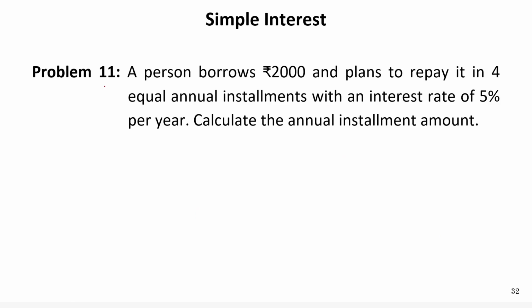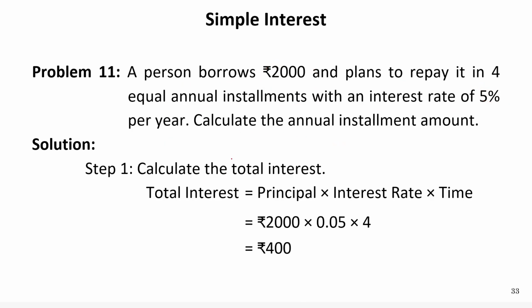So let's see problem number 11. A person borrows 2000 and plans to repay it in 4 equal annual installments with an interest rate of 5% per year. Calculate the annual installment amount. So calculating the total interest: total interest is equal to principal into interest rate into time. We didn't divide it by 100 here, because we have converted the interest rate to decimal form, not percentage form. If we had written it in percentage form, that is 2000 into 5 into 4, then we would have to divide it by 100. So it is equal to 400.